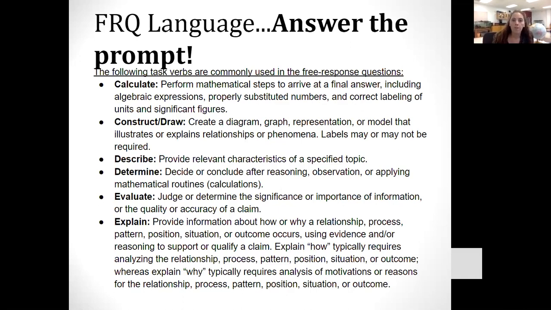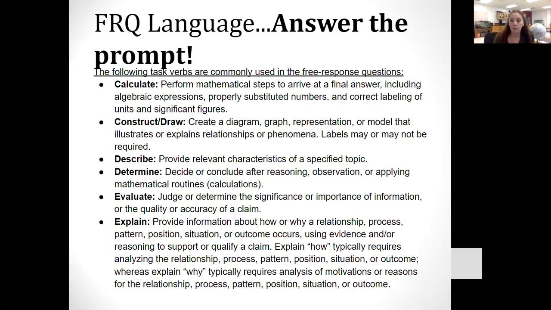All right, FRQ language. So here we have a list of task verbs. These are verbs that College Board is going to use in your FRQs that have specific meanings. And knowing these meanings is important so that you can know how to answer the question.